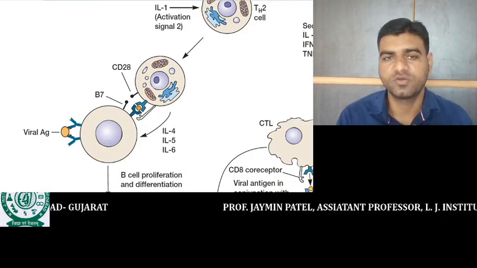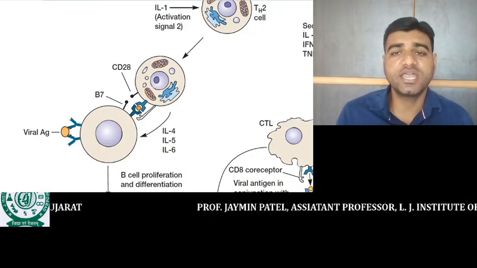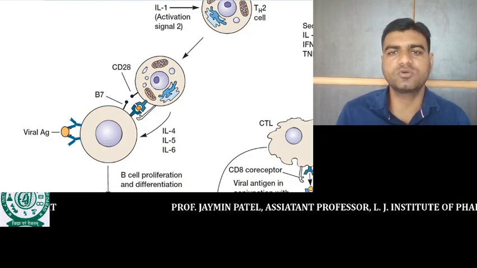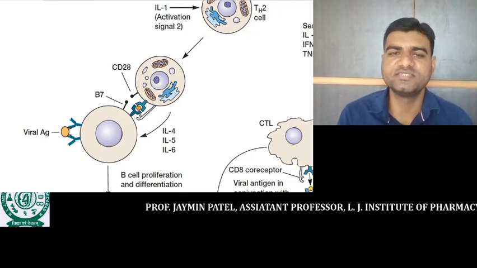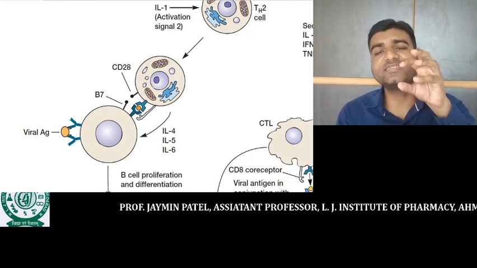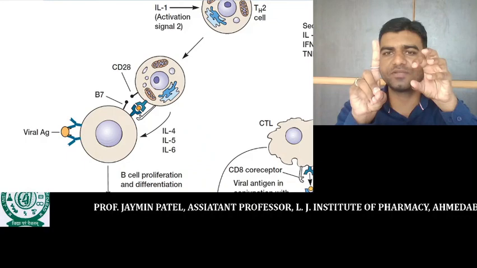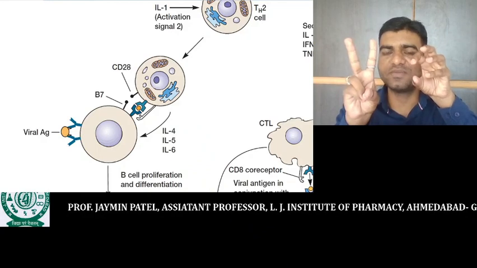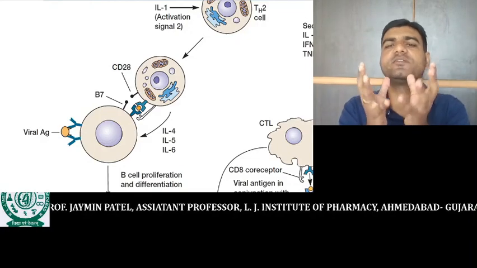Now the third signal is provided by the activated Th2 cell. It secretes other special cytokines: interleukin 4, interleukin 5 and interleukin 6. These interleukins are responsible for the activation of the B cell. When all the interleukins come in contact with the B cell, it is activated. The B cell is activated by these three signals: first, between MHC class 2 and T cell receptor, meaning the B cell receptor and T cell receptor; second, CD28 and B7 receptor; and third, interleukin 4, 5 and 6. Now this B cell is activated.